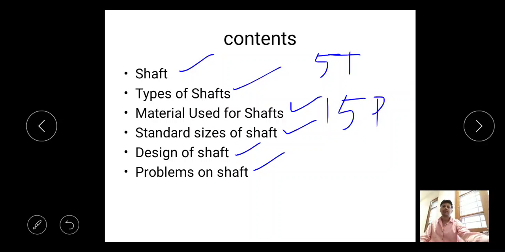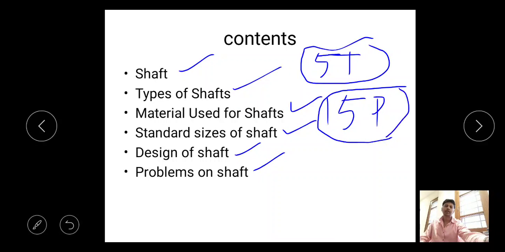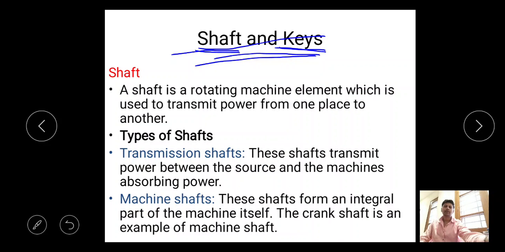In this part of the lecture we are covering the theoretical part about shaft. Then from the next class onwards we will be taking problems on shafts. So we'll just start with the shaft.